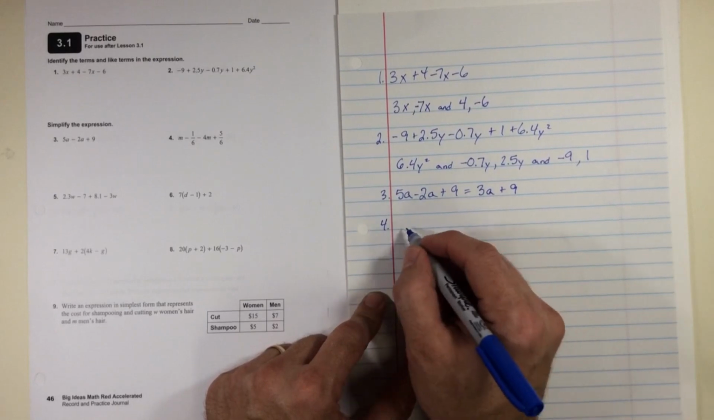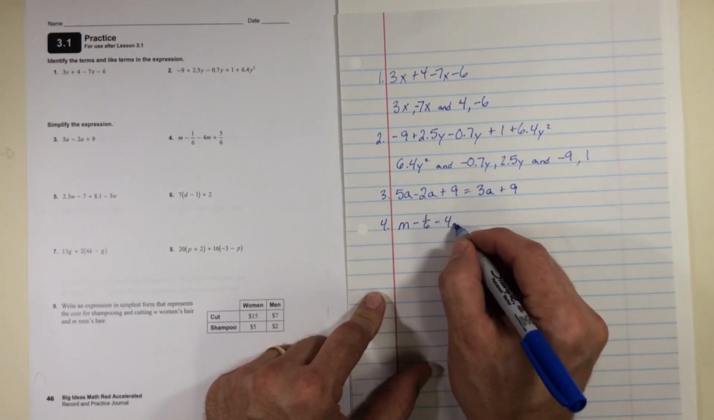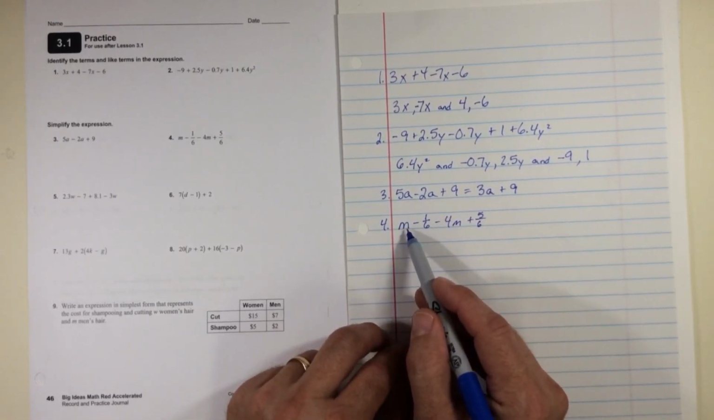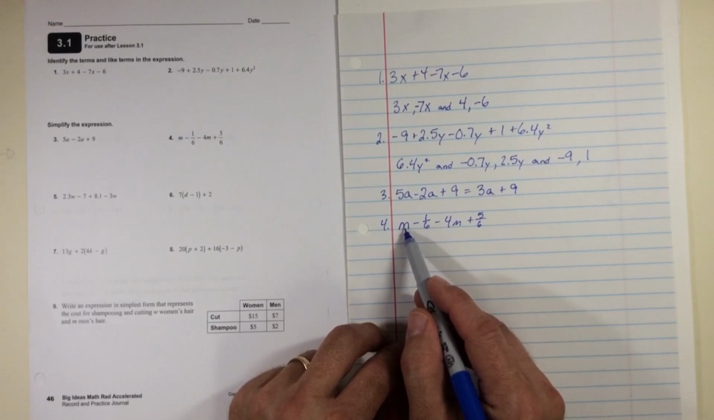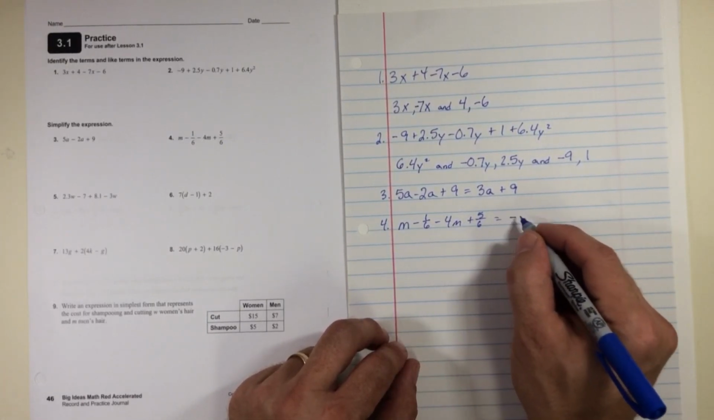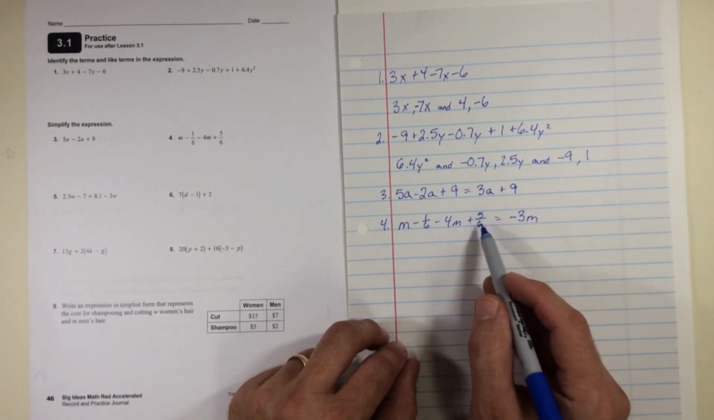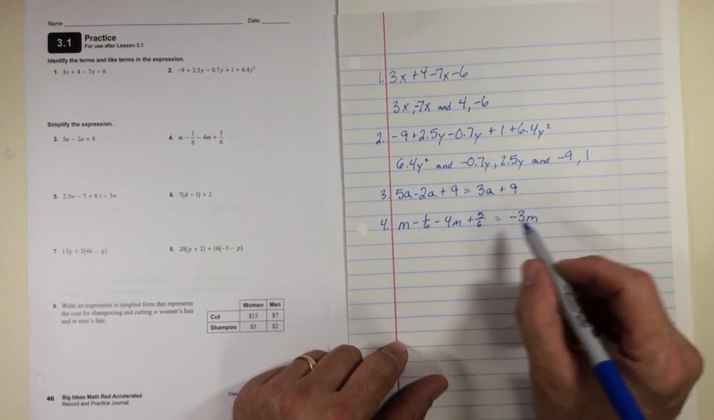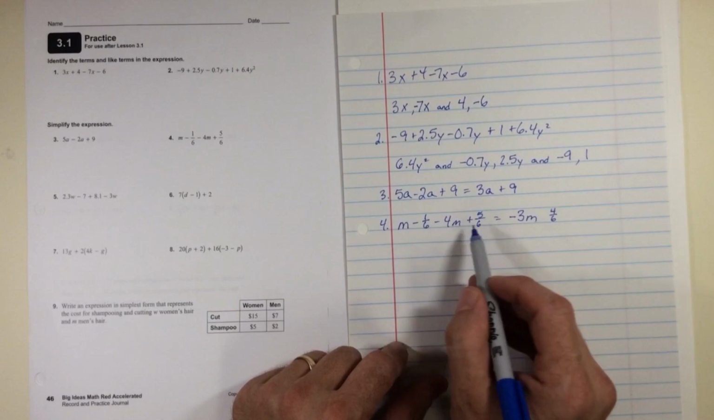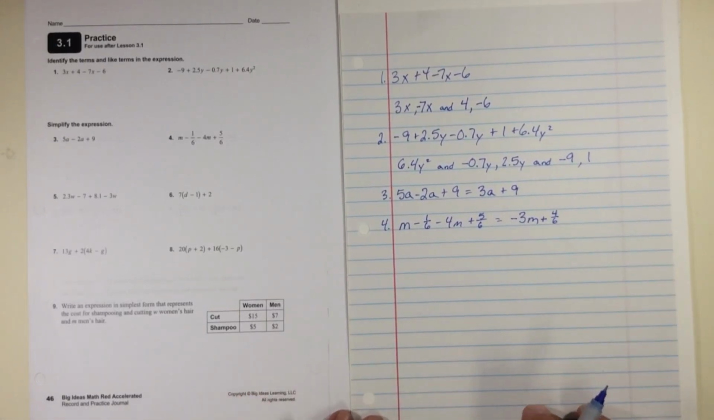Number 4, m minus 1/6 minus 4m plus 5/6. I'll take care of my m terms first. I have a m, that means 1m, so 1m minus 4m will give me a negative 3m. Negative 1/6, positive 5/6, so different sign, subtract. So I would subtract and get 4/6. Keep the sign of the larger, which would be the positive. So negative 3m plus 4/6.